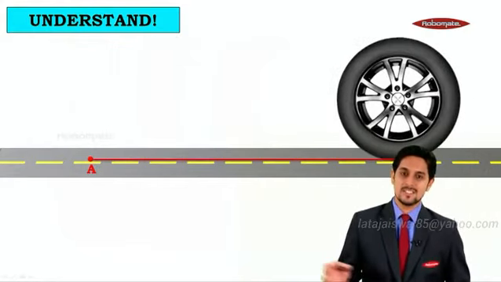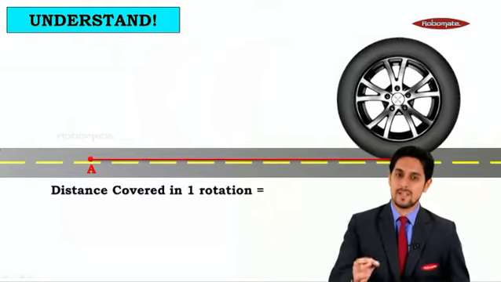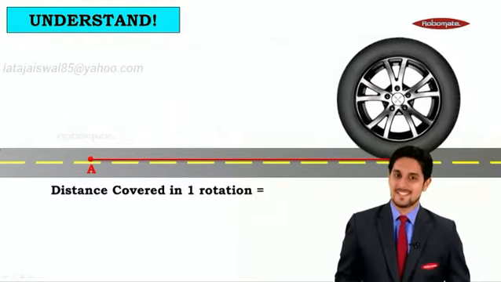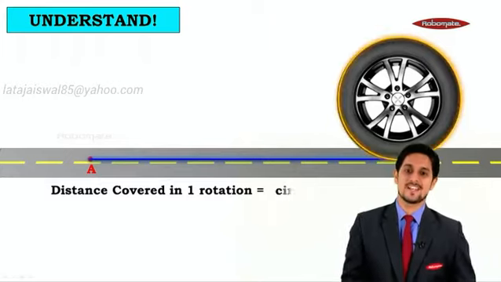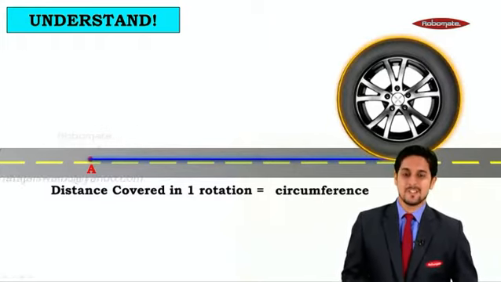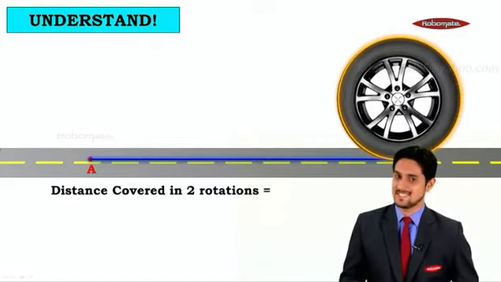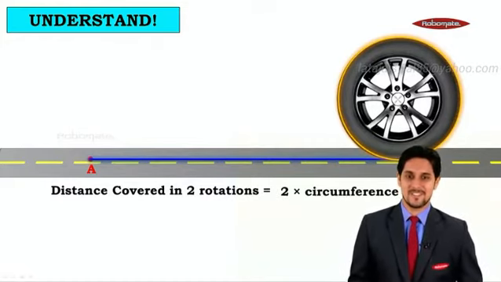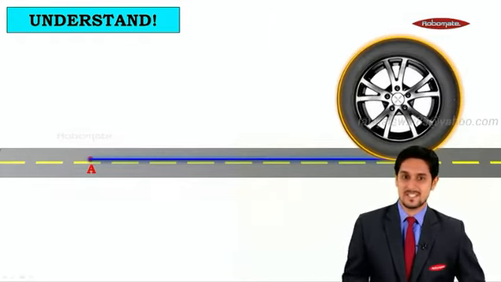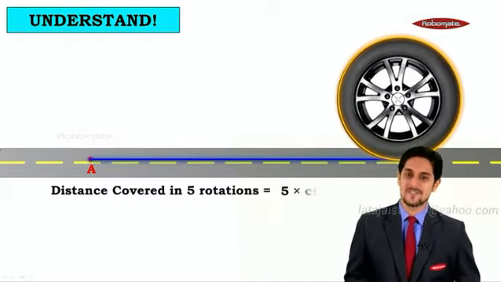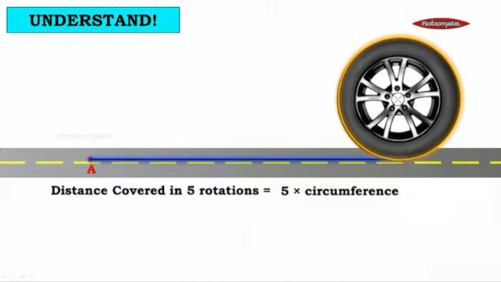Now students, let us observe the distance covered in one rotation. It is nothing but equal to the circumference of the wheel. So students, tell me, what will be the distance covered in two rotations? Yes, it will be 2 into the circumference. So similarly, the distance covered in 5 rotations will be equal to 5 into circumference.